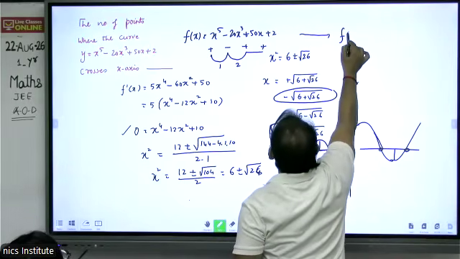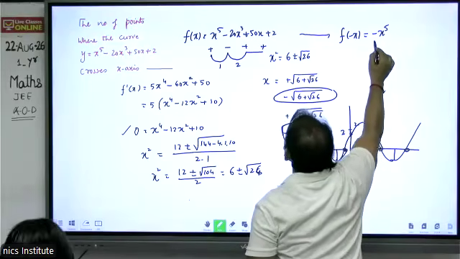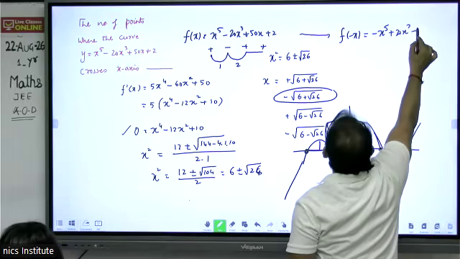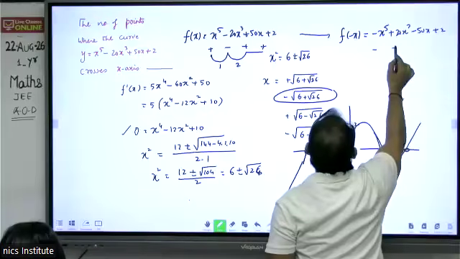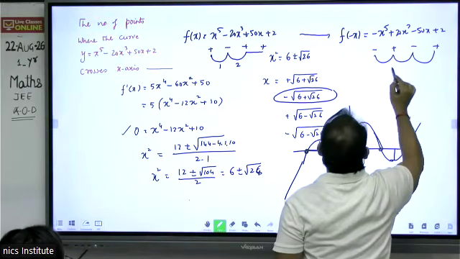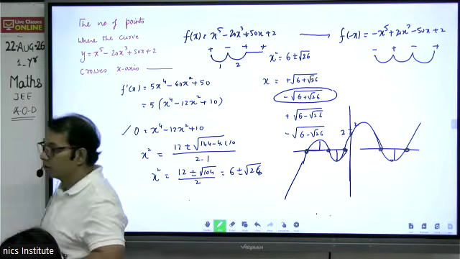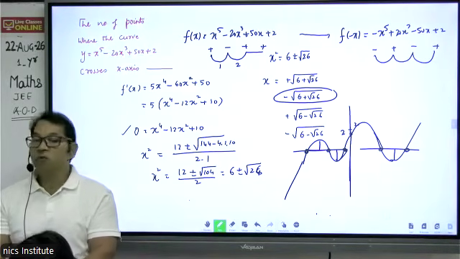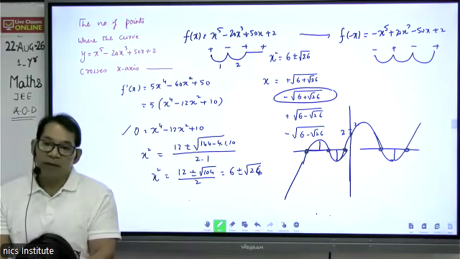If I replace x by minus x, so minus x to the power 5, this will be plus 20x cube, this will be minus 50x plus 2. Now sign changes: minus, plus, minus, plus. 1, 2, 3. So 3 negative roots could be there and 2 positive roots could be there. So 5 possible roots are there, so that means 5 times it will be intersecting.